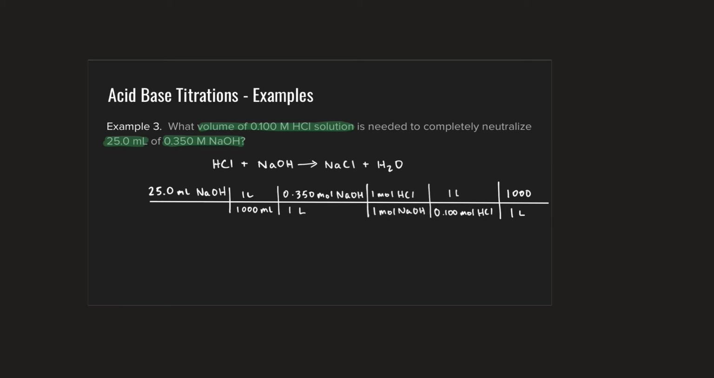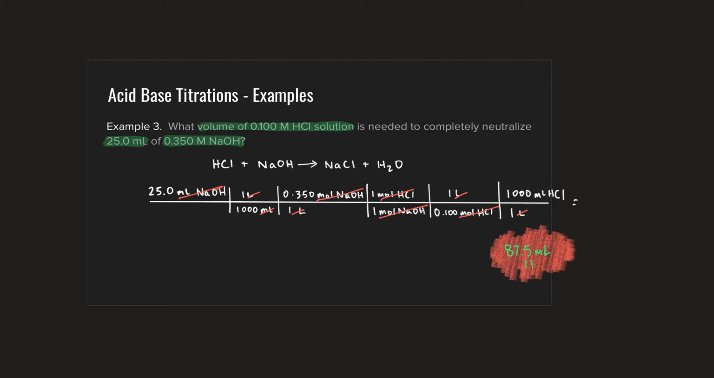And I'm going to go ahead here and quickly cancel out my units. Milliliters of the sodium hydroxide cancels with milliliters of the sodium hydroxide. Liters cancel with liters. Moles of my base cancel with moles of my base. Moles of the acid cancel with moles of the acid. Liters of HCl cancels with liters of HCl. I'm left with milliliters. Multiply across the top and divide by the bottom here, and I get an answer of 87.5 milliliters of hydrochloric acid.